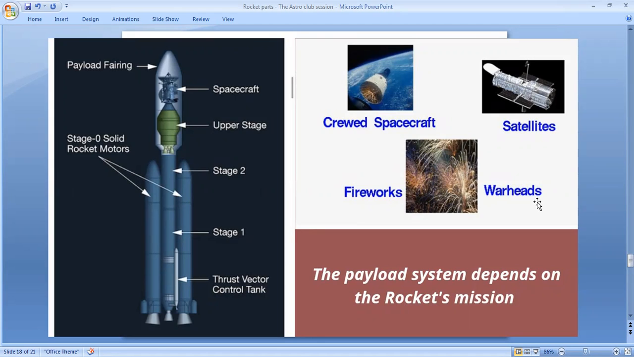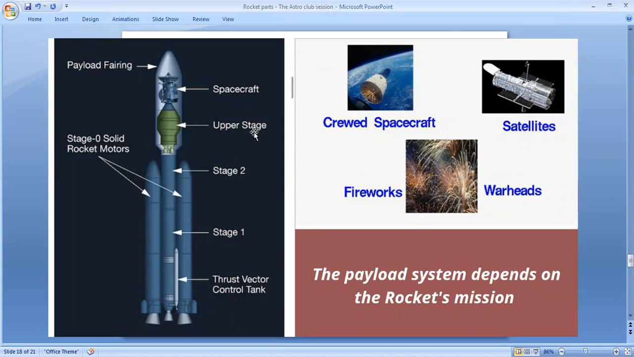The payload system of a rocket depends on the rocket's mission. So based upon what mission it is going to perform, the payload system of a rocket varies. Okay, are you able to understand? Yes, Akka. Yes, sir. Yeah.